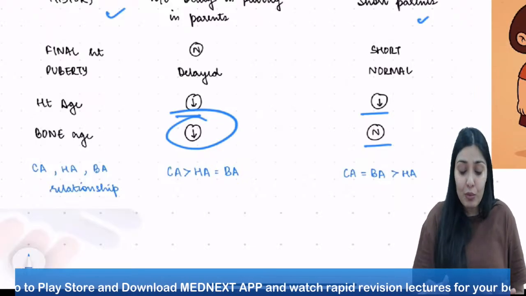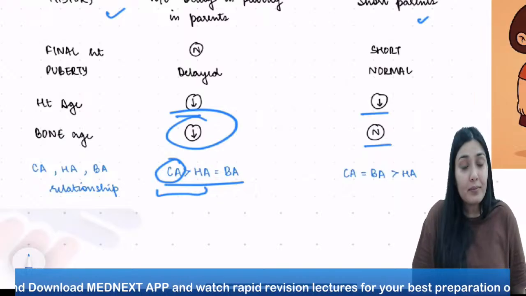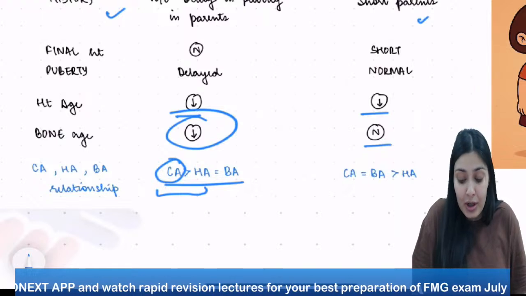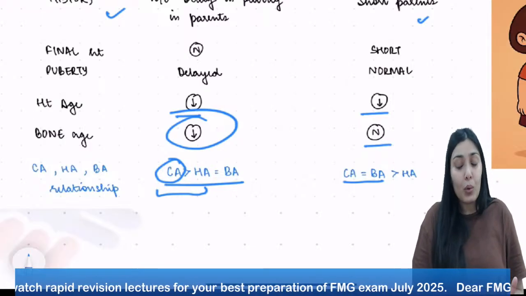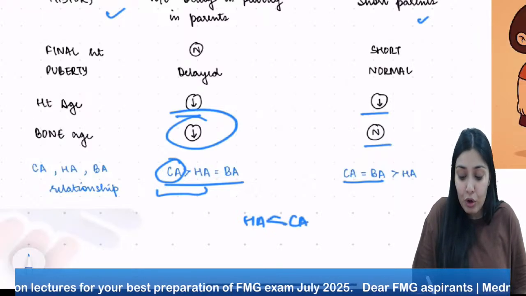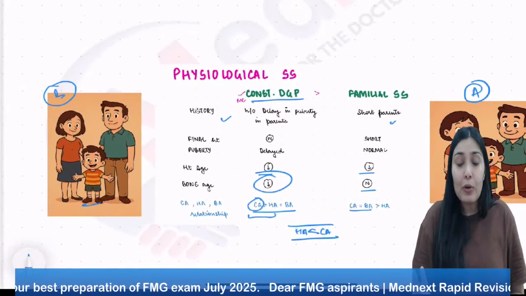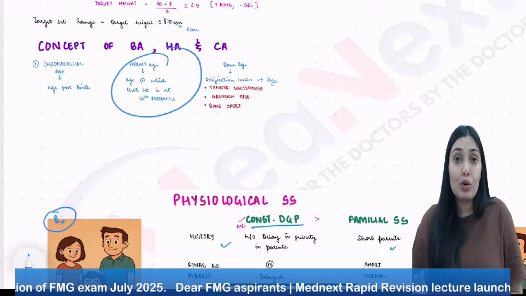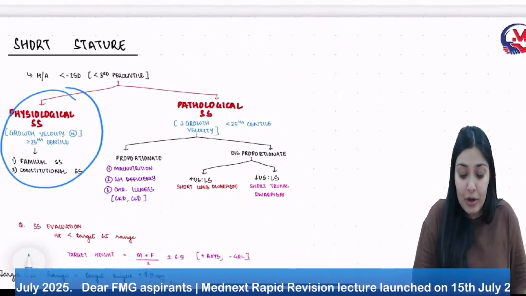And if you look at the relationship over here, then definitely my chronological age is more than the height age, and height age is equal to the bone age. And similarly for familial short stature, my chronological age would be equal to the bone age, which would be more than the height age. Remember, height age would always be less as compared to the chronological age to label it as a short stature, right? So I hope all the doubts have been cleared. This is the most important concept over here: physiological short stature, constitutional delay in growth and puberty versus familial short stature.